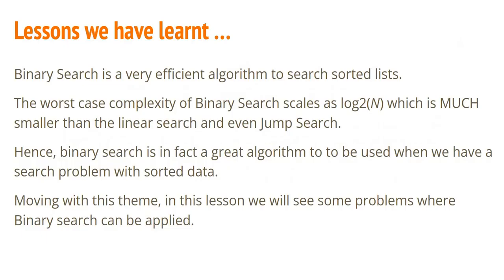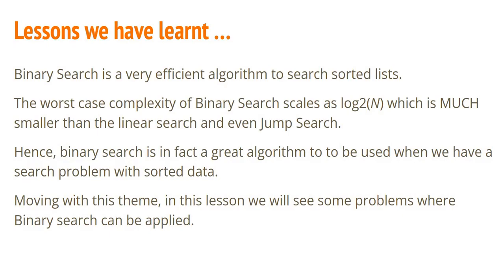We have been learning about search algorithms, and we have learned previously that binary search is, in fact, a very, very efficient algorithm to search on sorted lists. The reason is the worst case complexity of binary search scales as log of n, which is in fact much smaller than, let's say, linear search, which is linear, and say jump search, which is square root. So, log is much, much, much more efficient compared to these two. And hence, binary search is in fact a great algorithm to be used when we have a search problem with sorted data. Of course, there is care to be taken to make sure that all the cases are handled correctly. We spoke about that in detail in the last lesson.